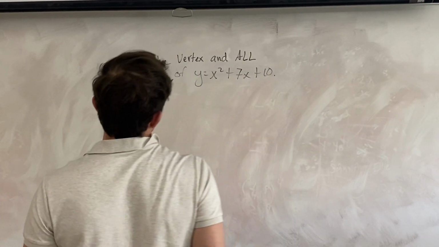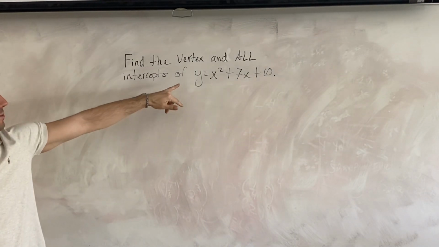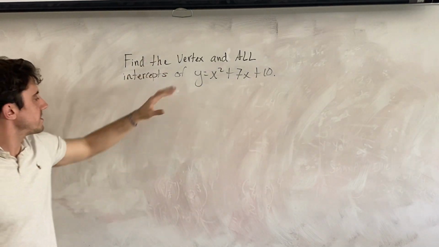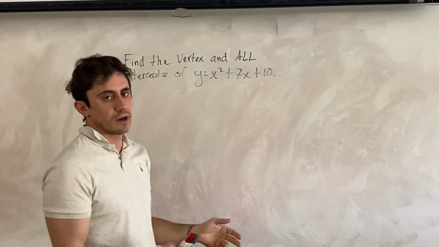Good afternoon, everyone. Today we're going to look at a quadratic function, namely y is equal to x squared plus 7x plus 10. We're going to find the vertex in a couple different ways and all of its intercepts, namely its x and y intercepts.